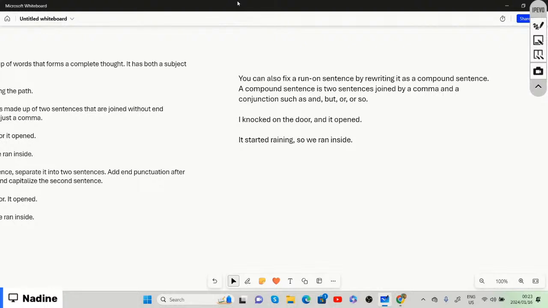And a compound sentence is two sentences that are joined by a comma as well as a coordinating conjunction. And a coordinating conjunction is words such as and, but, or so.